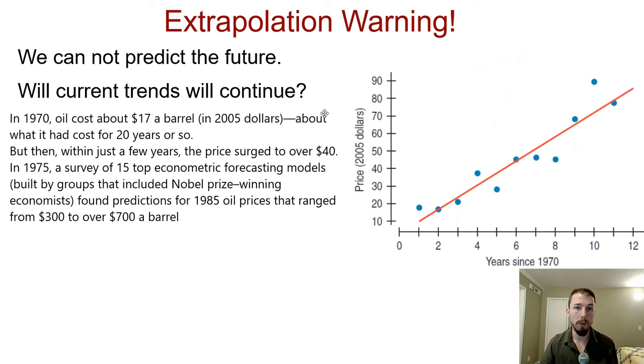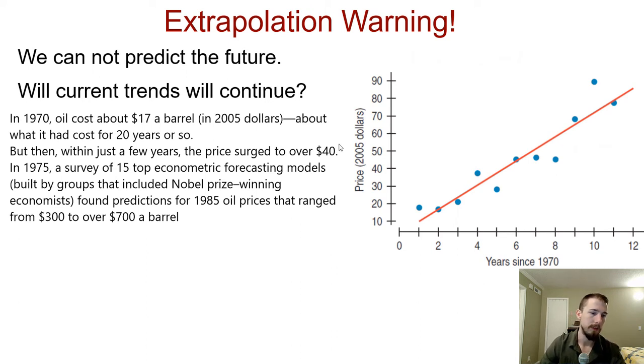In the long run, we might know that long run behavior would approach the empirical probability, which we'll get into. But in the short term, we don't know what happens. We don't know what's going to happen in the next 5 years. So in 1970, oil cost about $17 a barrel, and in 2005 about what it had cost for about 20 years or so. So it was pretty stable for a long time. Then within just a few years, the price more than doubled to $40 a barrel.